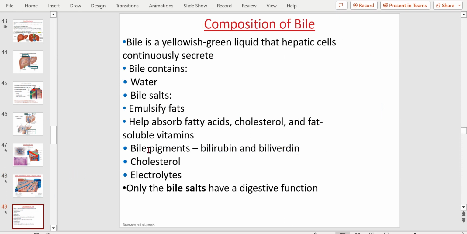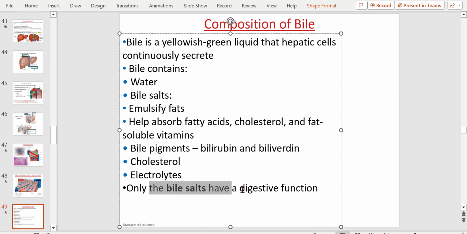Composition of bile. Bile is a yellowish green liquid that hepatic cells continuously secrete. Bile contains water, bile salts to emulsify fats and help absorb fatty acids, cholesterol, and fat-soluble vitamins, bile pigments, bilirubin and biliverdin, which you might remember from blood, cholesterol, and electrolytes. Only the bile salts have a digestive function. Okay.